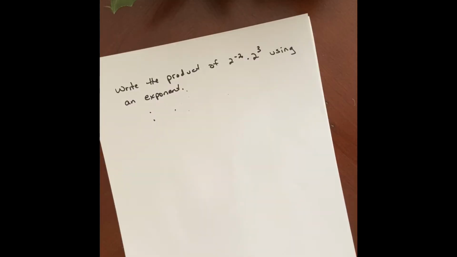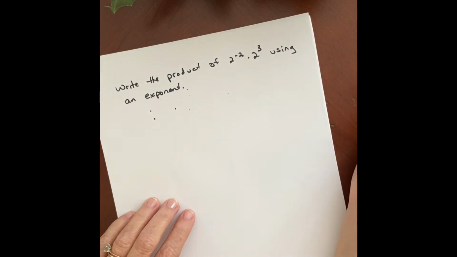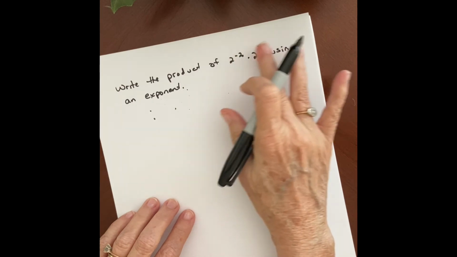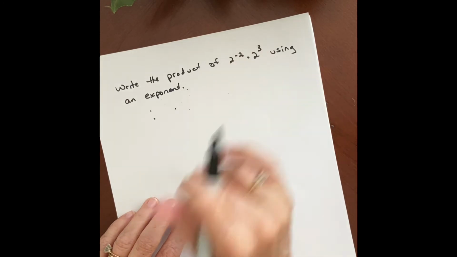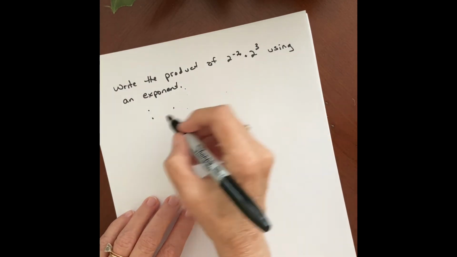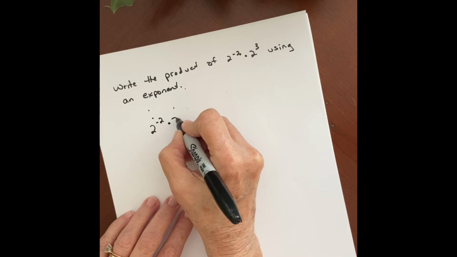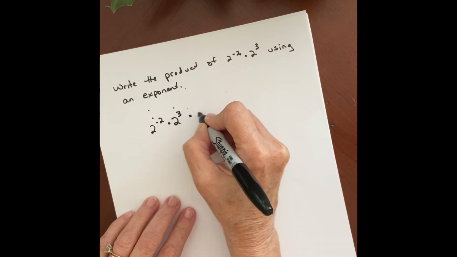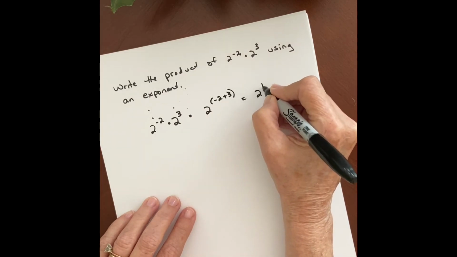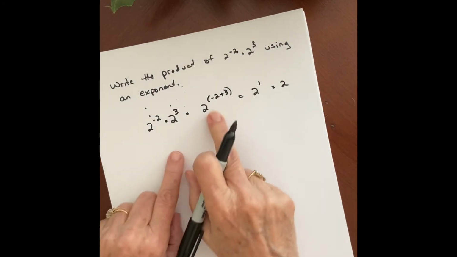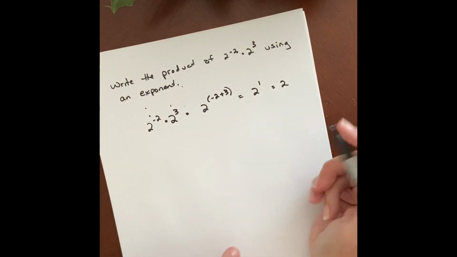We've got some rules for it. Okay, so write the product of 2 to the negative second power times 2 to the third power. Our bases are the same, our exponents are different, and we're multiplying. So when I'm multiplying, if my bases are the same, all I have to do is add the exponents, right? So negative 2 plus 3 is the same thing as 1. Anything to the first power is just the number itself, so that's 2.